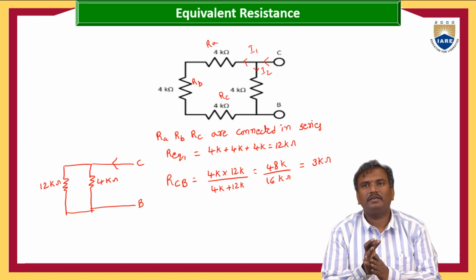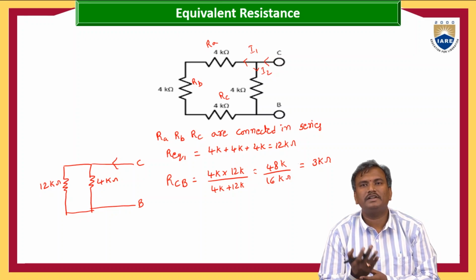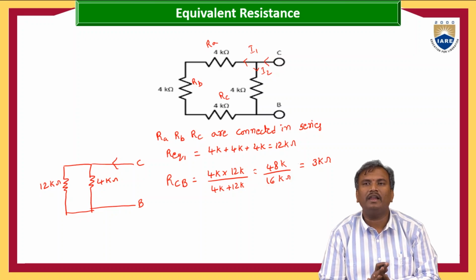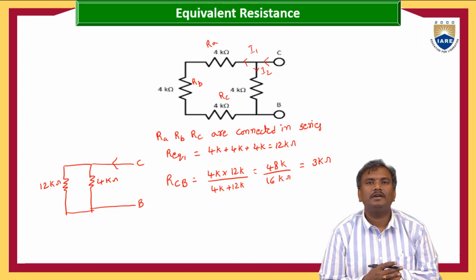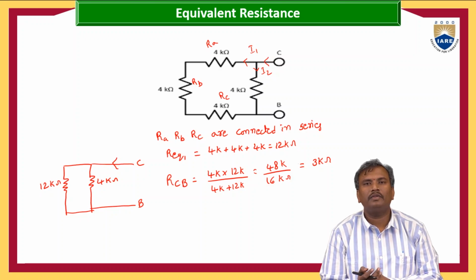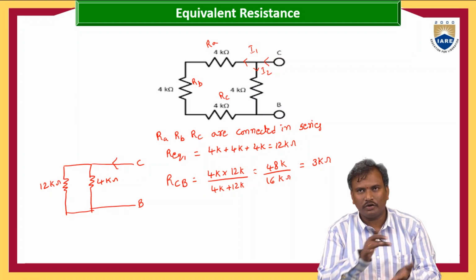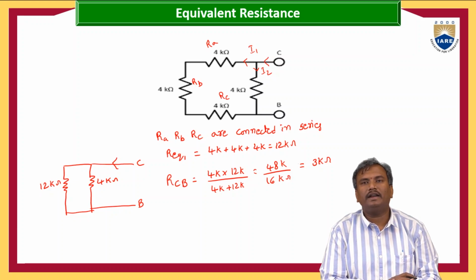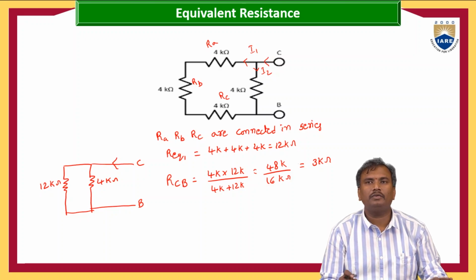So for the same circuit, when the terminals are changed, the equivalent resistance value is going to change, because how the resistors are connected, whether they are connected in parallel or series, is going to change based on the terminals which are given in the circuit.